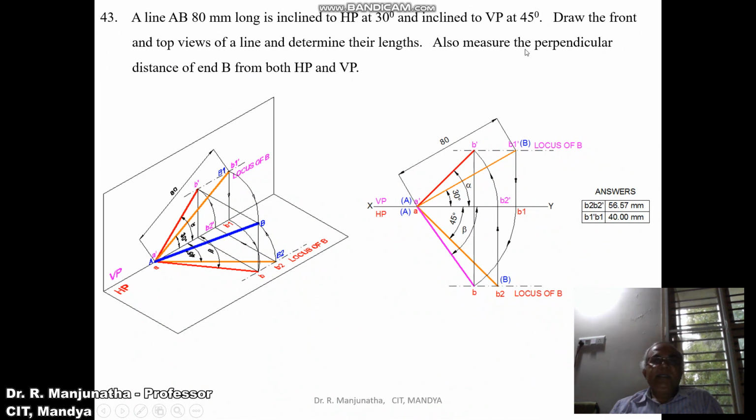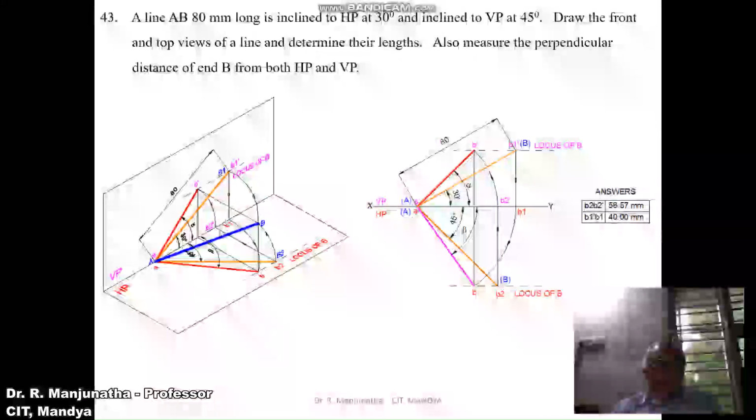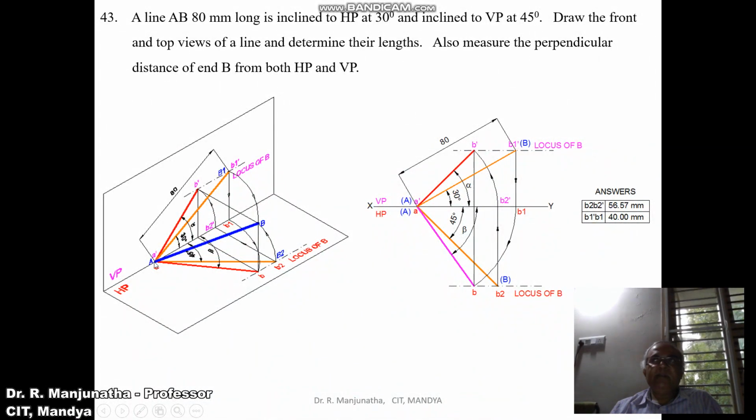In this case, it has not been mentioned whether the point A is on HP and on VP, but we have considered this point as resting on HP as well as on VP. That is because we have to measure the perpendicular distance of B from both HP and VP, so that will be the minimum distance which will be considered. That is possible only when the point is in both HP and VP.